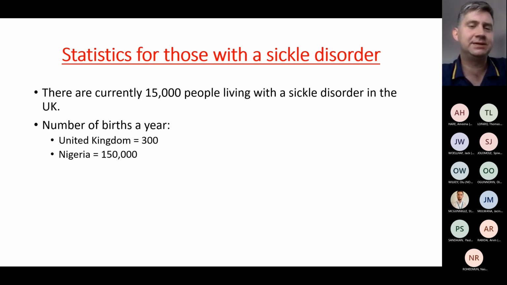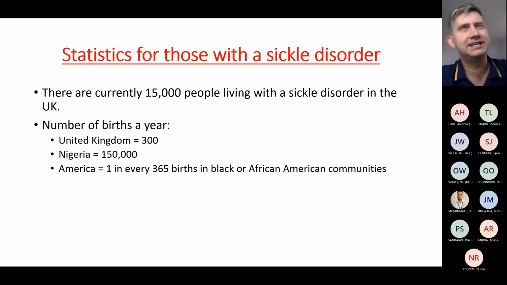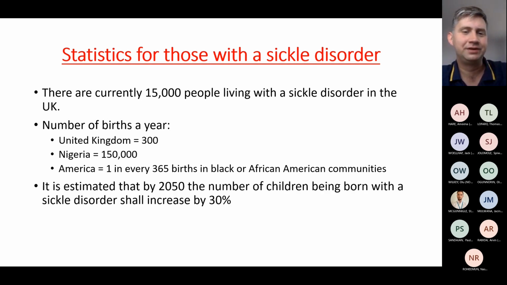In Nigeria, there's about 150,000 births a year. And trying to get data in America is quite tricky, so they just gave a statistic of 1 in every 365 births in Black or African American communities being affected by sickle cell. And it is estimated that by 2050 the number of children being born with a sickle disorder will increase by 30%. So these numbers are going to rise dramatically by the year 2050.